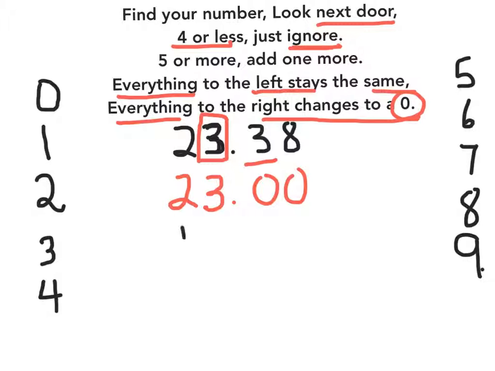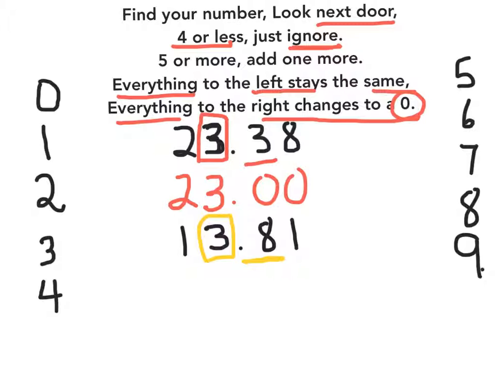Let's use $13.81. Again, rounding to the nearest dollar or whole number. We'll go back to using our red pen. Find your number, which again, let's change this to a yellow. So find your number, and this time, again, it is a 3, the nearest whole number, or the nearest dollar. And then look next door. This time we have an 8.